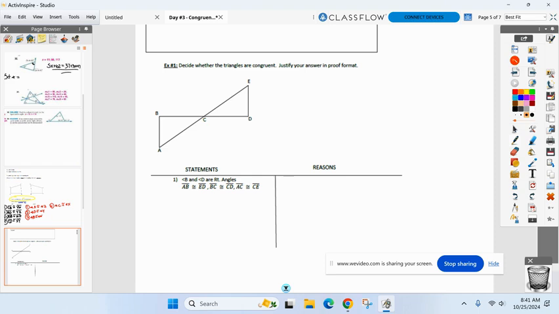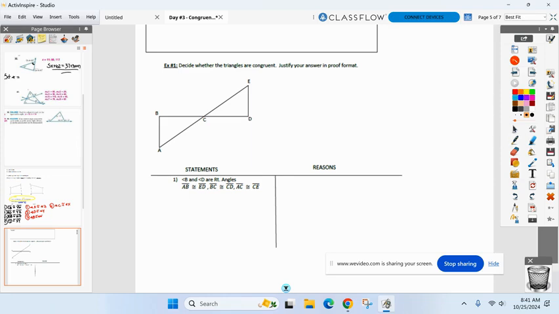Decide whether these triangles are congruent. How are we going to know if they're congruent or not? All the corresponding parts need to be congruent. All the sides that match up have to be equal, and all the angles that match up have to be equal. That's when two triangles are congruent. So that's what we need to prove: are all the corresponding parts congruent?